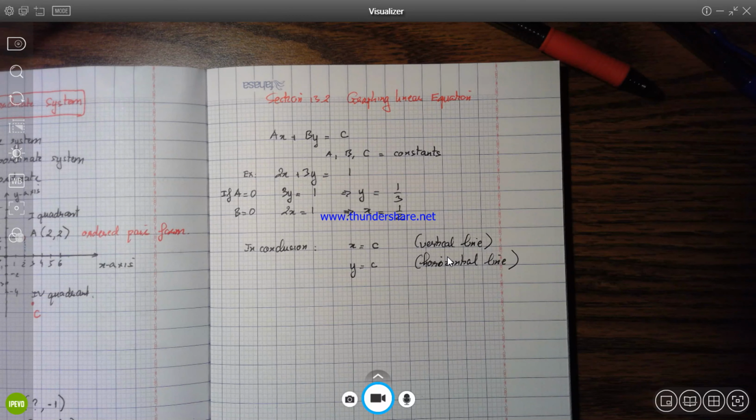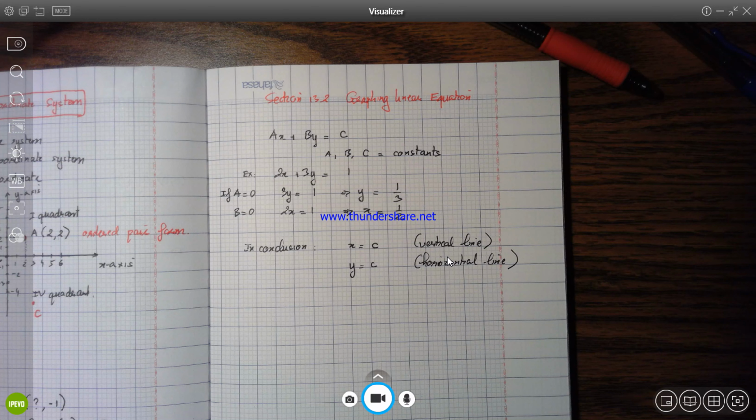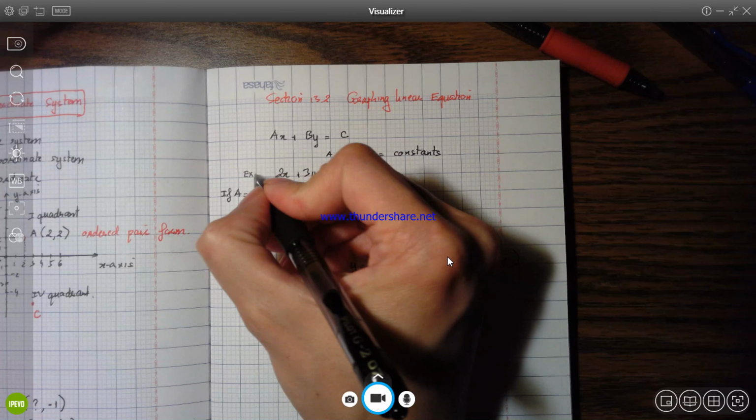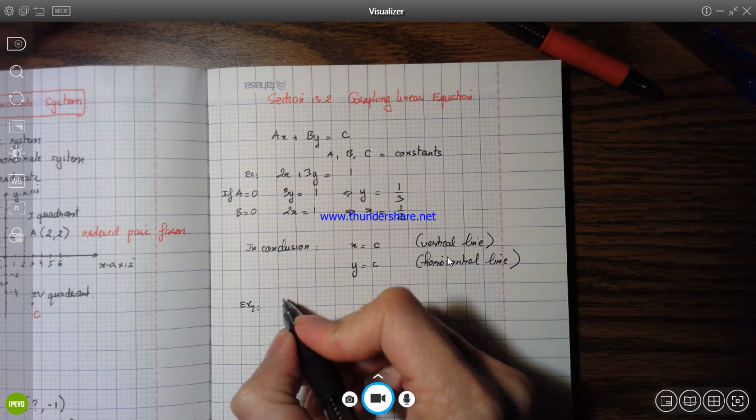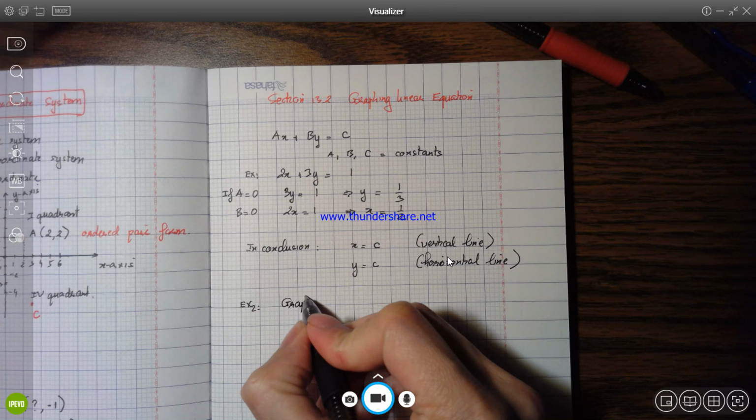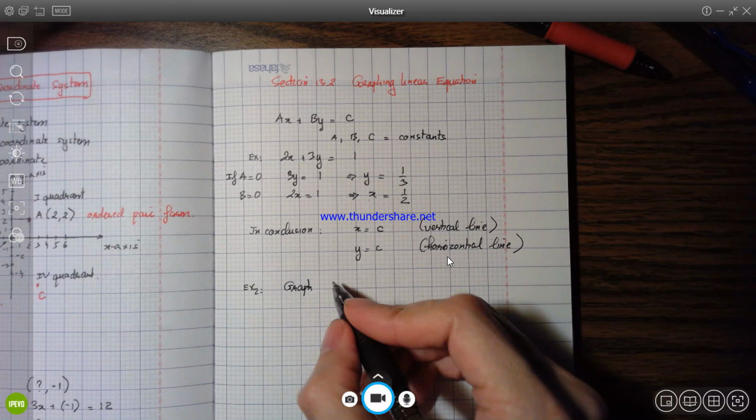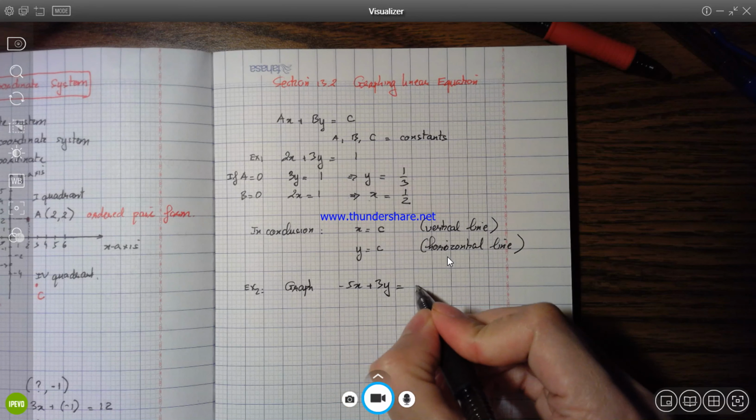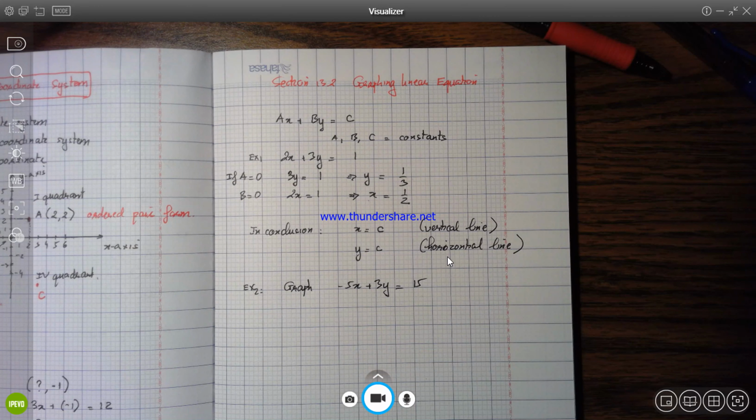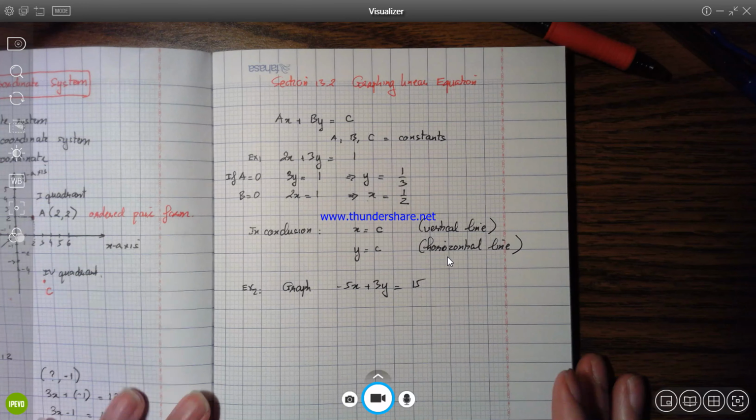Okay, so let's do this equation together and see how we're going to graph it. Example 2: graph -5x plus 3y equals 15. So we'll be learning how to graph this.